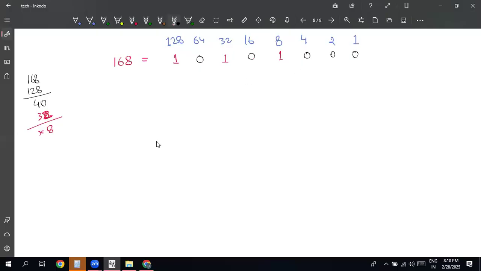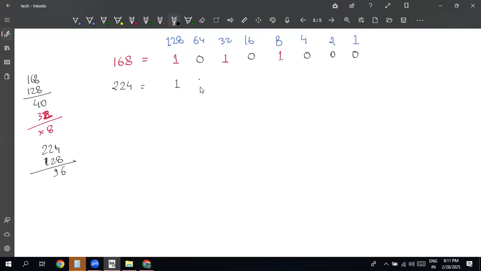Let's do another question here. The next value would be 224. So converting 224 into binaries, I'll place 128 as 1 because I'll have to include it. Subtracting 128 out of 224, I'll get 96.